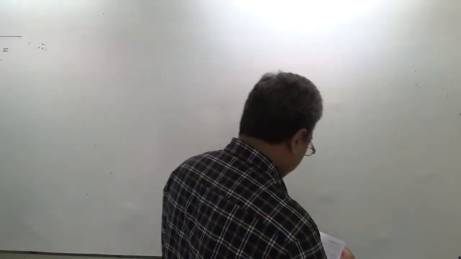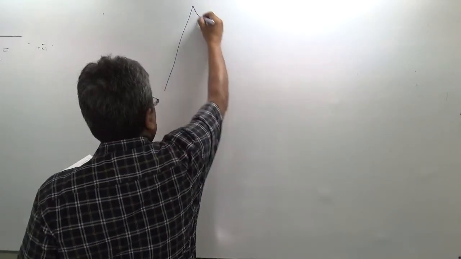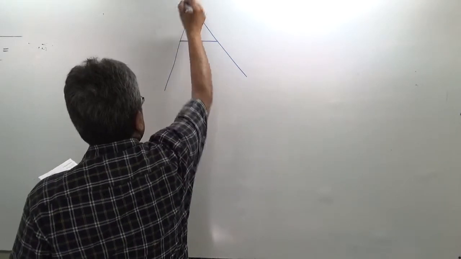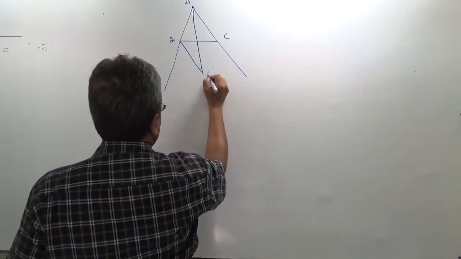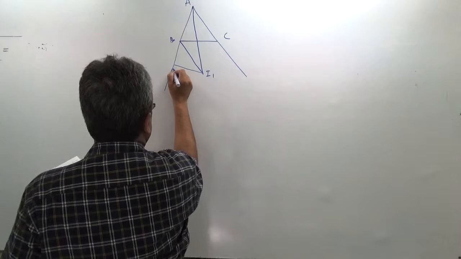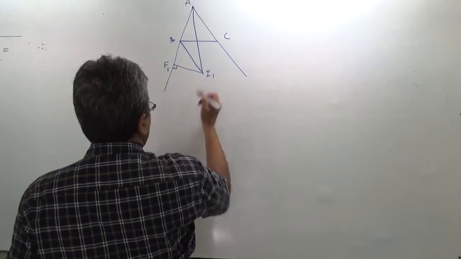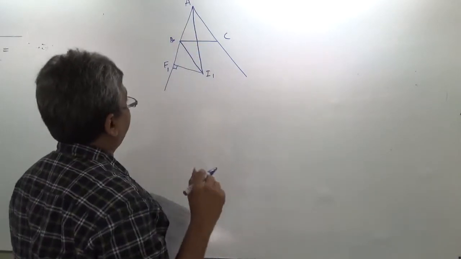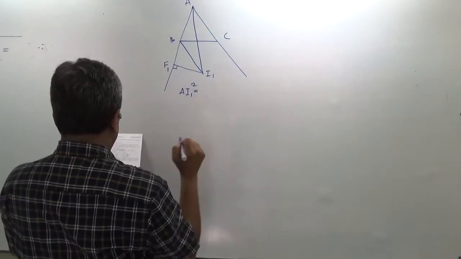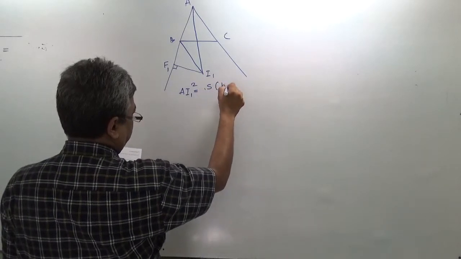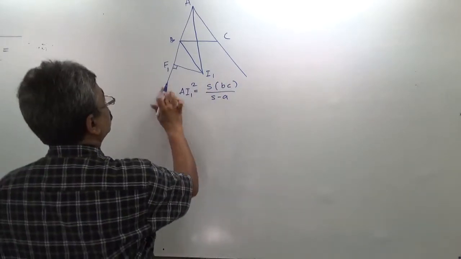Let us do the third problem. The third problem requires AI1. Therefore, we will draw a diagram where we have, suppose this is triangle ABC, and then the internal angle bisector and external angle bisector. They intersect at I1. We draw a perpendicular. Then this is the foot of the perpendicular on AB, which is F1. So here we are going to consider triangle AI1F1. So again, AI1 square is equal to s into bc upon (s minus a). That is what we are supposed to prove.